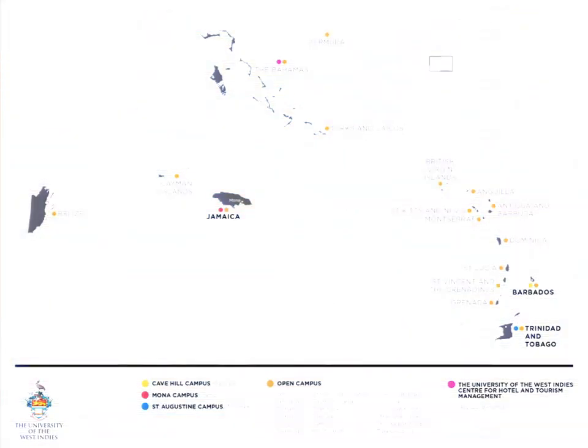So this map should give you a good idea of where we are and how we are distributed across the Caribbean. As you can see, the main campus countries are Trinidad and Tobago, Barbados, and Jamaica, and we are also distributed across 17 countries in the Caribbean. So we're responsible for ensuring the online presence across this reach of campuses.